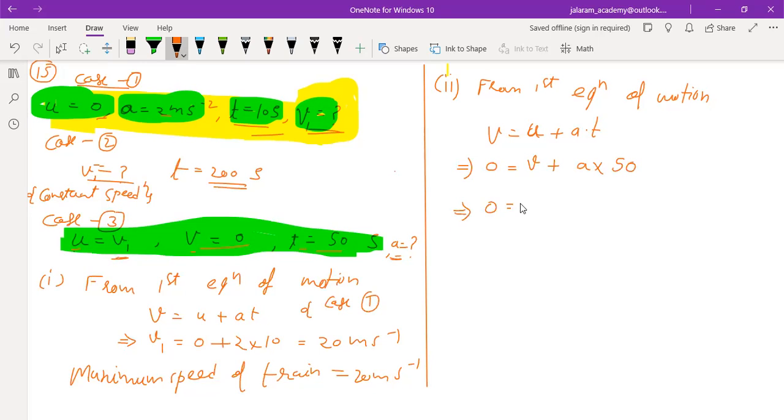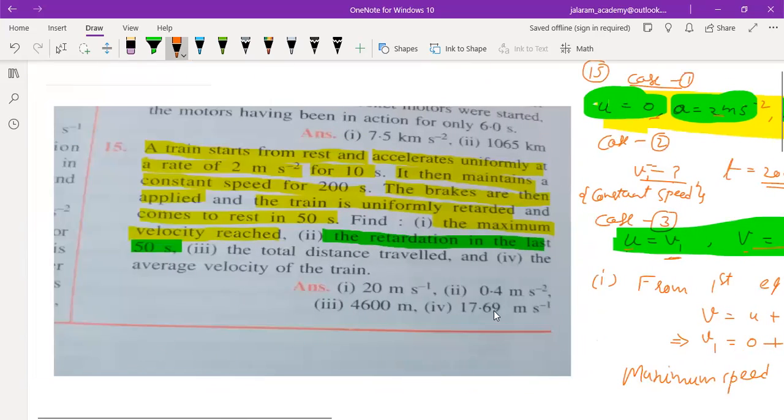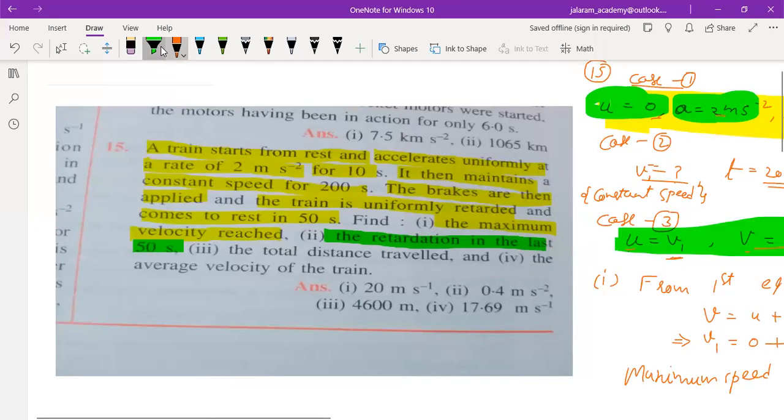It implies 0 equals v1 plus a into 50. The value of v1 we already have calculated in first part, 20. We transfer this 50 to left hand side, it implies a equals minus 20 upon 50. 0, 0 cancelled out, minus 2 by 5, so minus 0.4 meter per second square. So this is the retardation which we have to find in second part. Next is third part.